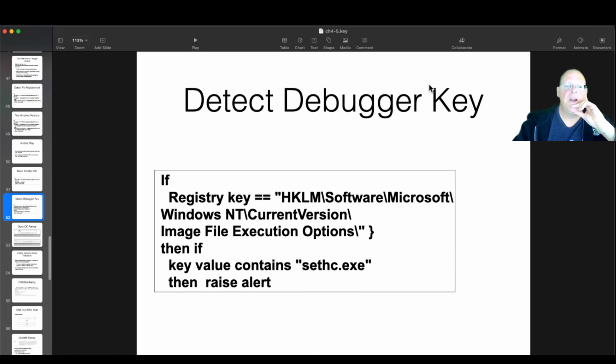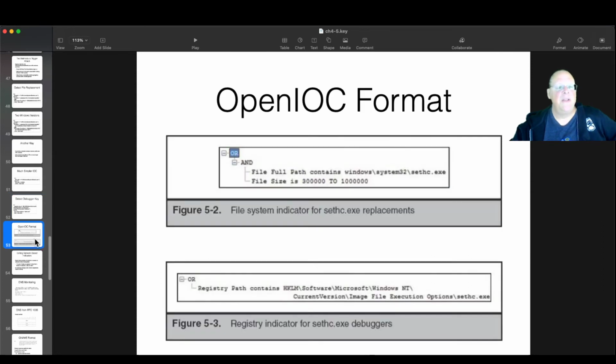All right, so here's one that looks for a debugger key. This is another way to do it. You can go into the debugger in earlier versions of Windows. I think Microsoft patched this after a while. And you can go into the registry, and you can put sethc.exe in here, so it will pop up another way to get the command prompt to pop up. I forget the details of it. It was kind of a cool attack for a while. Anyway, so you can look for this.